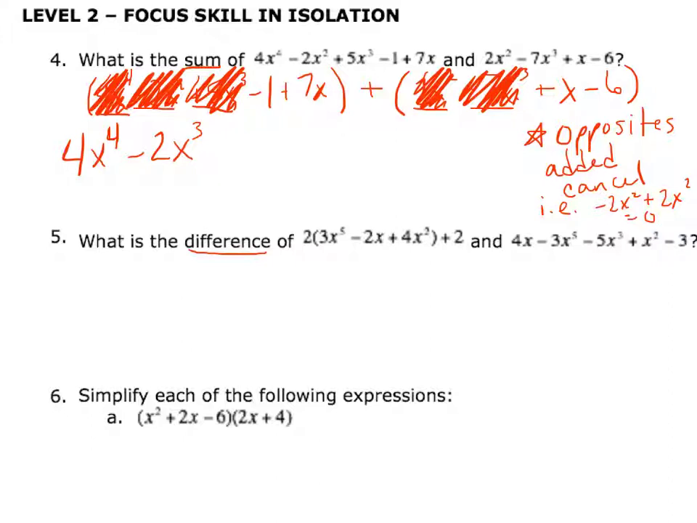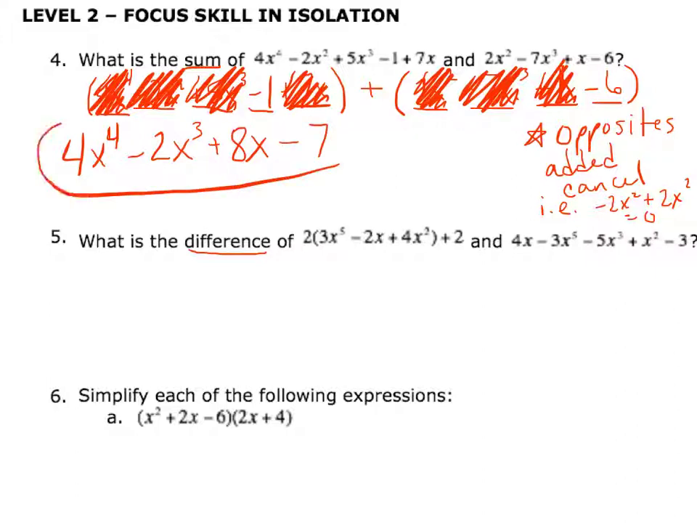And then we have 7x and x. That's like a 1x, so that's plus 8x. And then we have negative 1 and negative 6, which is negative 7, and that would be your final answer right there. The biggest mistake that I see, again, is the opposites need to cancel. A lot of people try to still put it in there, so just be really careful there.